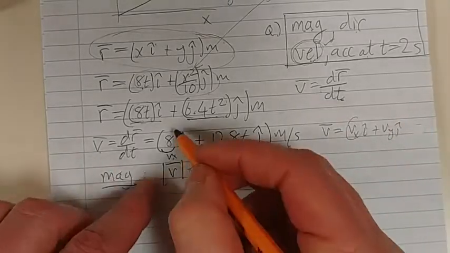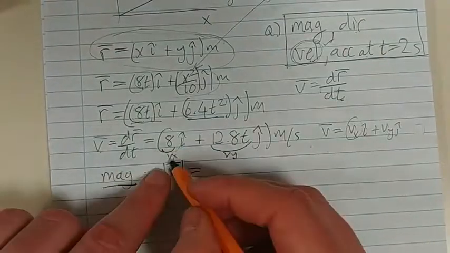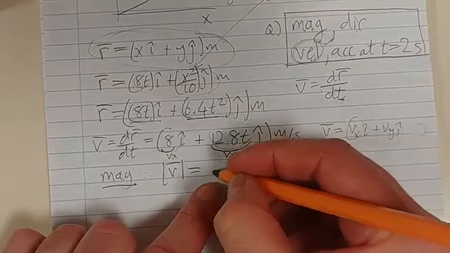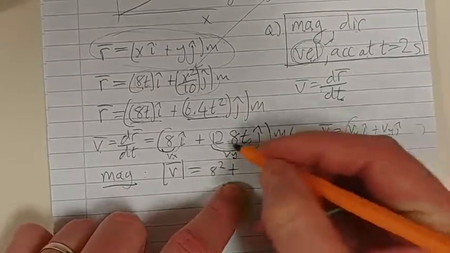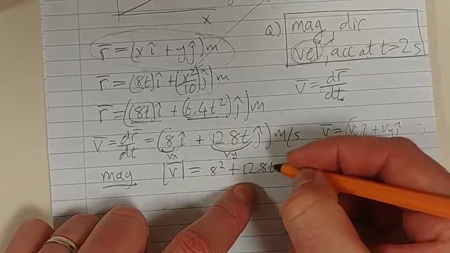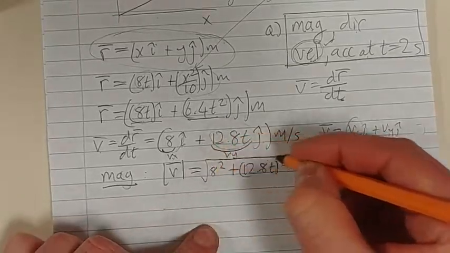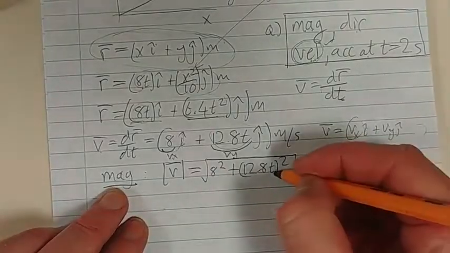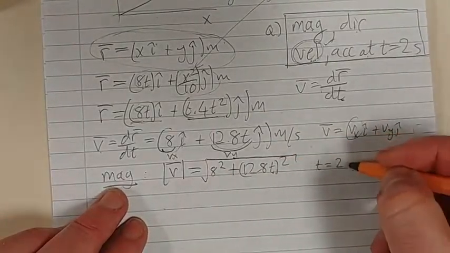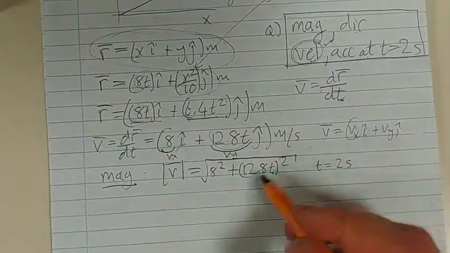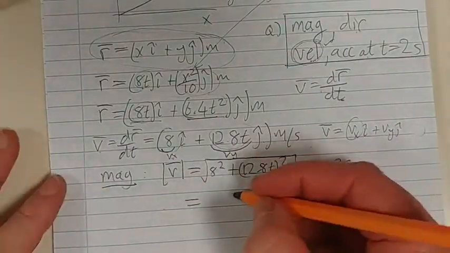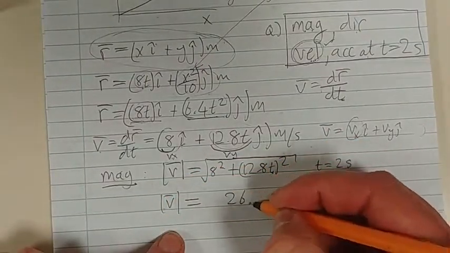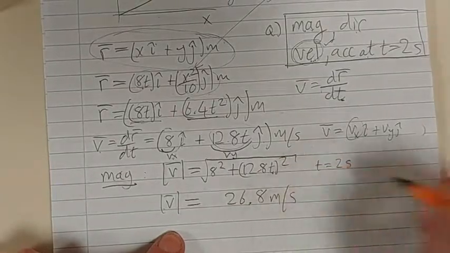Okay, Vx and Vy, so that whole thing in front of the i is Vx, the whole thing in front of the j is Vy. So what is my Vx? It's 8 squared plus what's my Vy? 12.8 t squared, square root. This is my magnitude. But what is t? At t equals 2 seconds we can plug that in and calculate this, and we get the magnitude of velocity, which is really the speed, 26.8 meters per second.